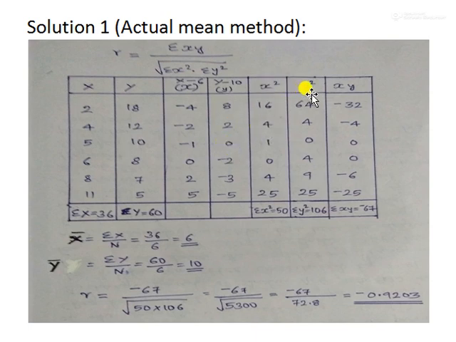Then find x square, y square and xy, and we can take the totals: sigma x square equal to 50, sigma y square equal to 106, and sigma xy equal to minus 67. Now we can just put these values in the formula, and we get the final answer, the coefficient of correlation, R equal to minus 0.9203.